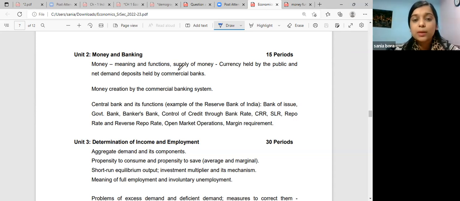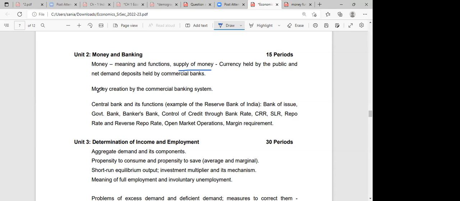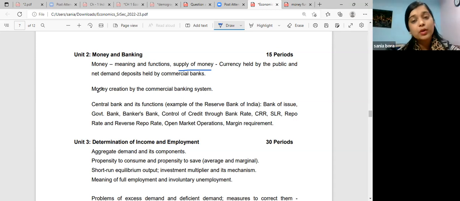Then we'll do supply of money. What do you understand by supply of money? Supply of money has lots of components, like currency held by public and demand deposit held by commercial banks. Right now these terms are quite confusing, like, oh my God, ma'am, what is this commercial bank? What is demand deposit? Don't worry, when we do the chapter, you will be familiar with this. When we were doing things in 11th class, it was like, oh my God, what is PPC? But now I hope you are getting everything. Similarly with 12th class, once we complete things, these words won't scare you anymore.